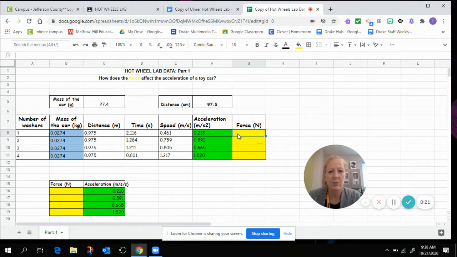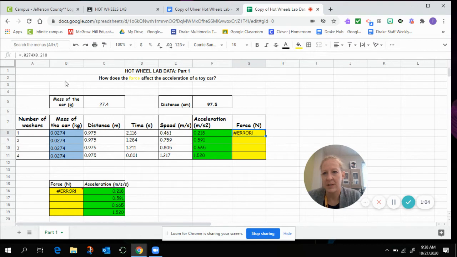Force is going to equal the mass times the acceleration. So I'm going to put an equal sign in that force box, and then I'm going to type in the value of the mass. The mass was 0.0274 kilograms. Make sure you're using the kilogram mass. And I'm going to multiply it by the acceleration, and the acceleration is 0.218 meters per second squared. That's how you calculate force. Force equals mass times acceleration, which is related to Newton's second law.